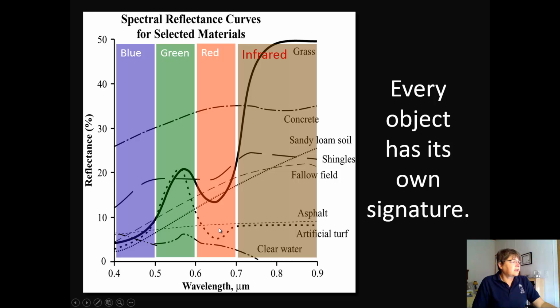Let's look at artificial turf here. This is the dashed line. You see green with it. It absorbs a lot of infrared. It absorbs a lot of red, and absorbs a lot of blue, but it reflects a lot of green.